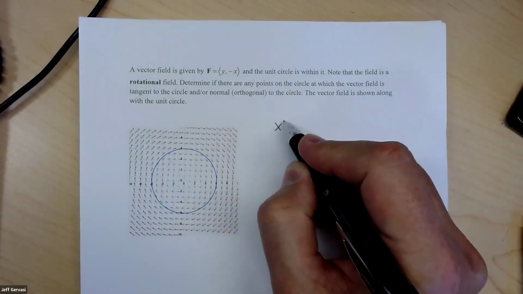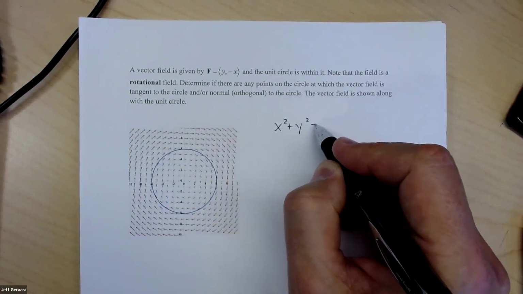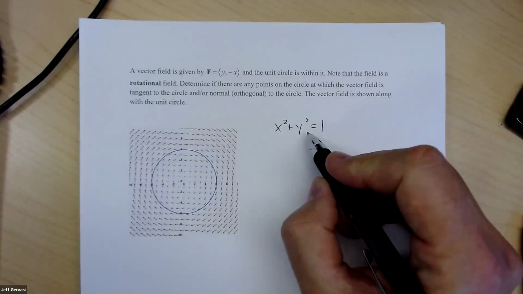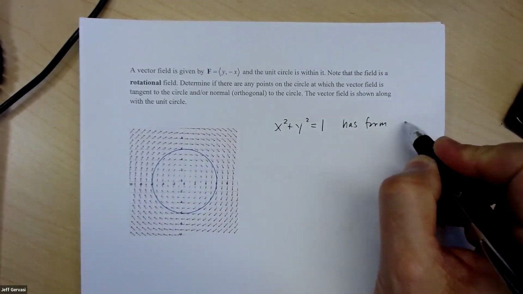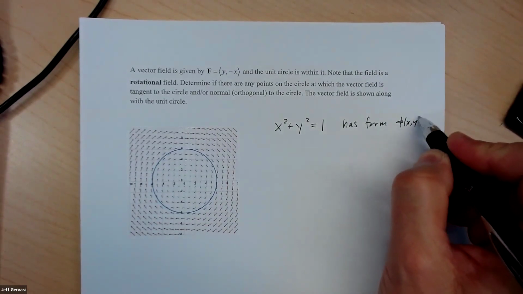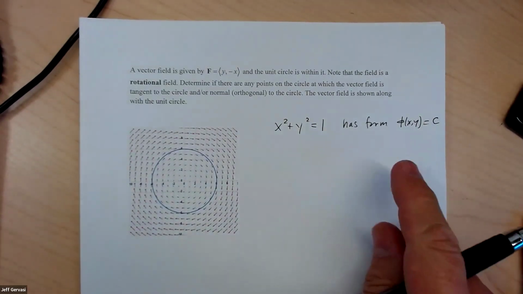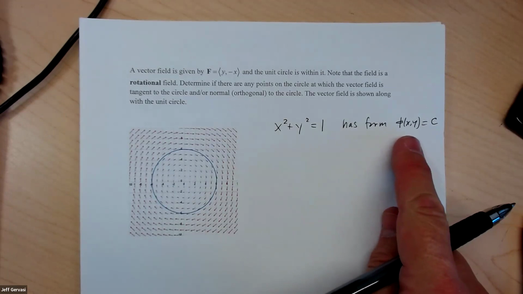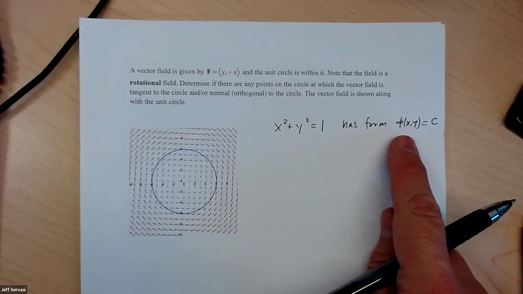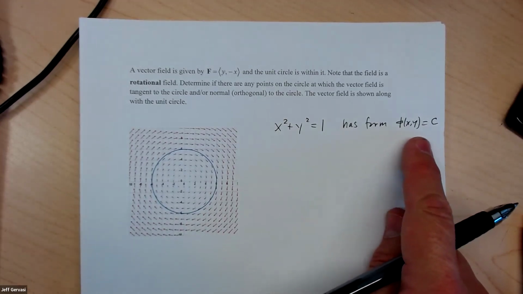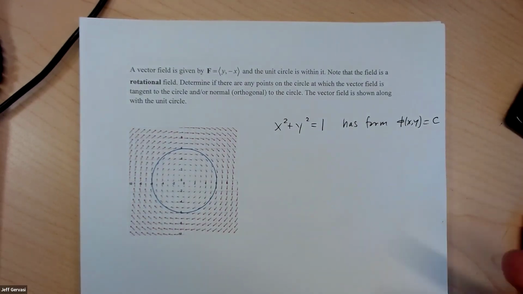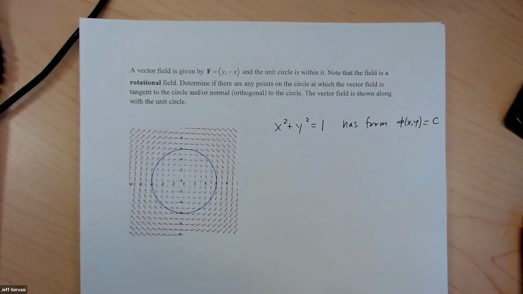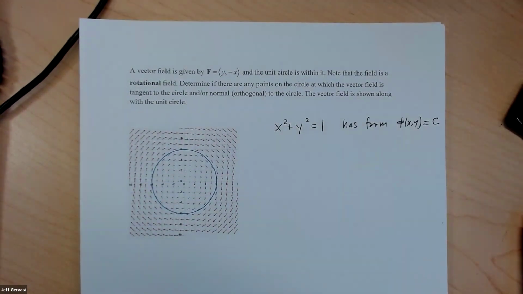The equation of the unit circle, if you notice, has this form. It has the form phi of x and y is equal to a constant. Now remember from our earlier work, that's the form of a level curve, right? That's a level curve. Now we know that gradient vectors, we proved it, once and for all time, that gradient vectors are orthogonal to level curves.